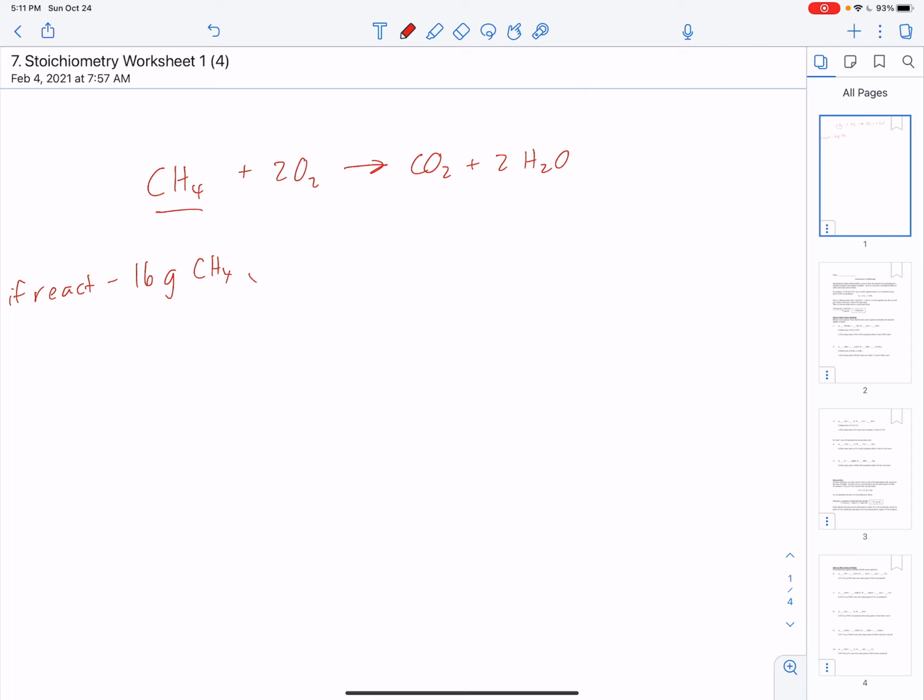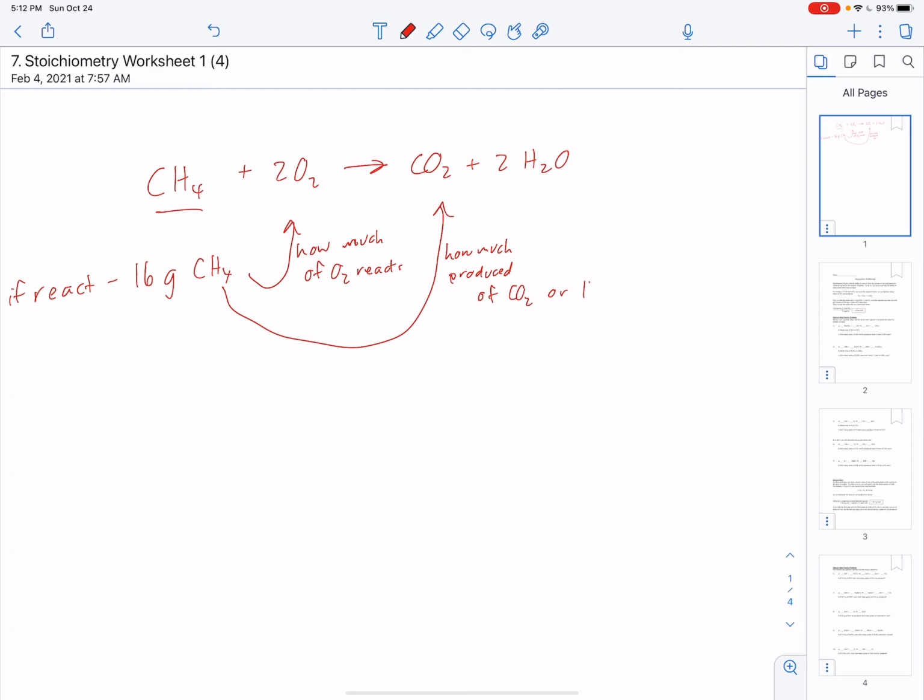I can then turn that into figuring out how much O2 reacts, or I can turn it into how much I produce of CO2, or of course of H2O. I could do either one. I guess I can draw another arrow there. So anyway, how do you do this?